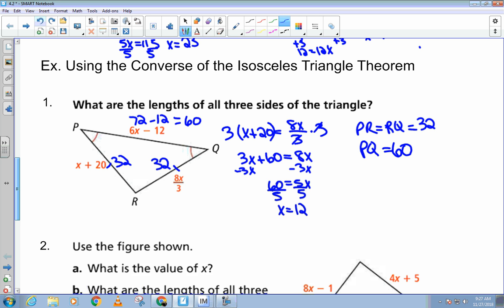Alright, any questions on what I did there? I had to get the fact that these two sides were equal. I set them equal to each other to figure out x. Then I had to go back and plug x in for each side. And I knew that PR and RQ were equal, so they were going to be the same. I didn't even have to mess with that fraction. I could have. It wouldn't have been that hard.